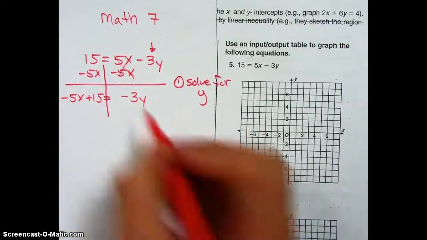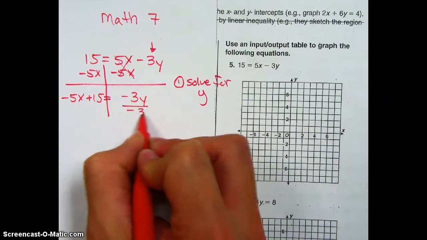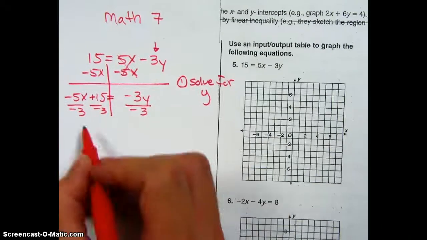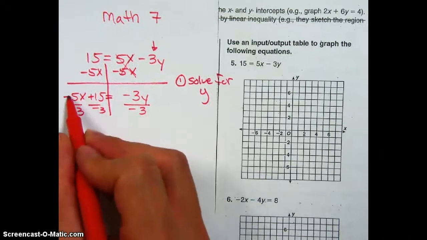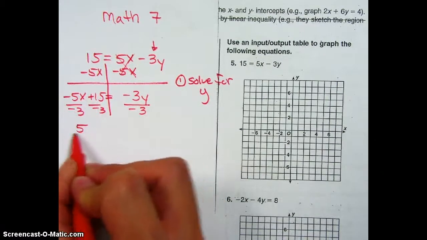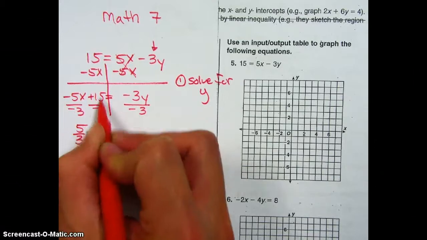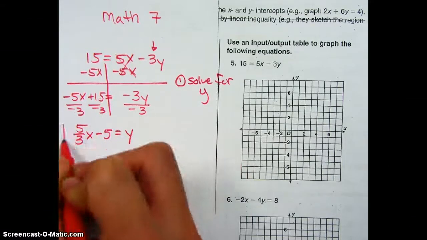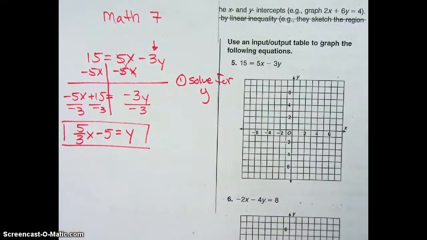Almost done. My next step is to divide by negative 3. If I divide everything by negative 3, I will then get y by itself. On this side, a negative divided by negative is now positive. 15 divided by negative 3 is negative 5. And then over here, I get y. So there, done. Step number 1, solve for y.